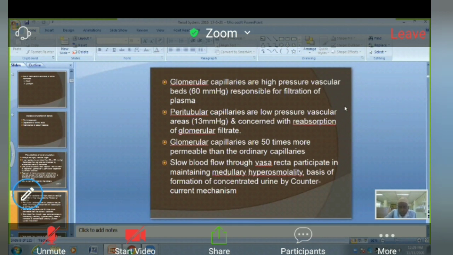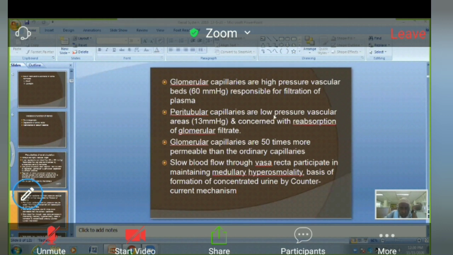Glomerular capillaries are a high pressure vascular bed. In ordinary capillaries, such as capillaries of skeletal muscles or other tissues, the capillary hydrostatic pressure is 30 to 32 millimeter mercury. The percentage is being given, but don't worry about the percentage. Here the capillary hydrostatic pressure is 60, almost double the pressure of ordinary capillaries. This high capillary pressure helps filtration of plasma.